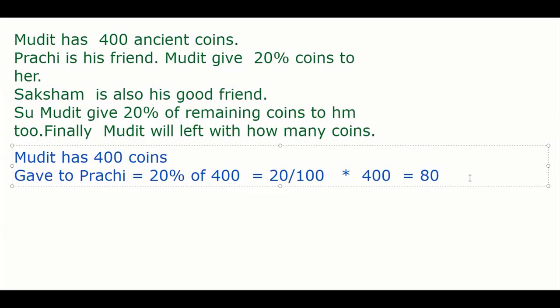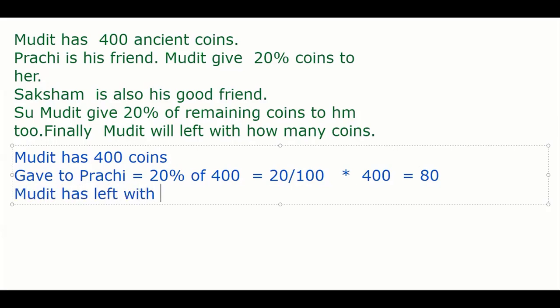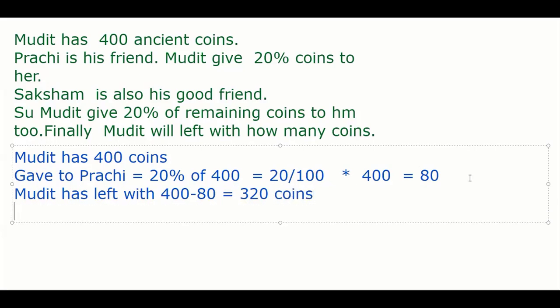Prachi will say thanks to you. So how many coins are left with you now? 320 because 400 minus 80. So 400 minus 80, he is left with 320 coins now. Now what will you do? Now I will find 20% of 320. Sir, it must be that I'm left with 240, right? See, what is 400 minus 80? 320, right?